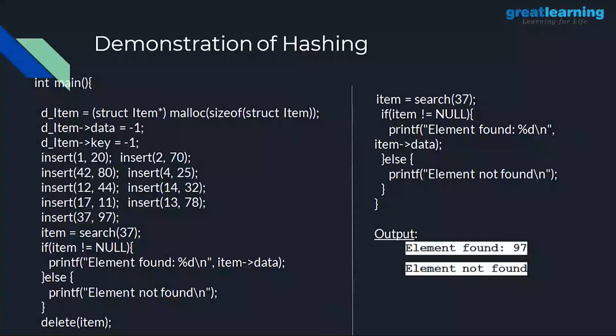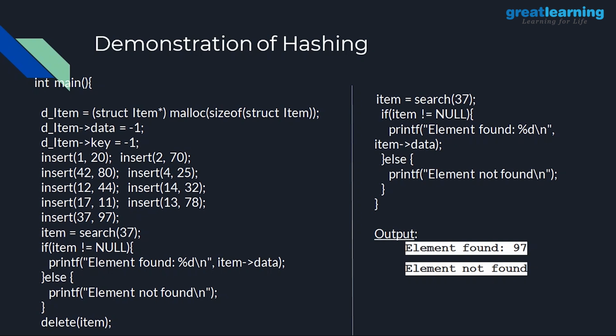So now let's talk about the main function. In the main function, we are first allocating memory to a dummy item. In that dummy item we are defining that the data is -1 and the key is -1. Then we have called the insert function several times. Then we have tried to search for the element 37. Is it present in the hash table? Yes, it is. So we are checking if the item is not equal to null.